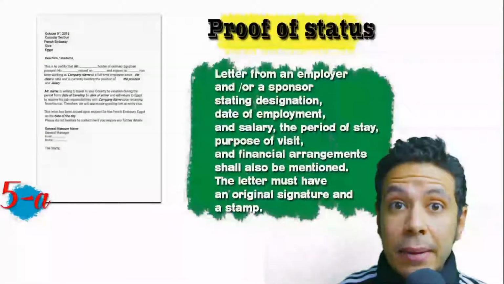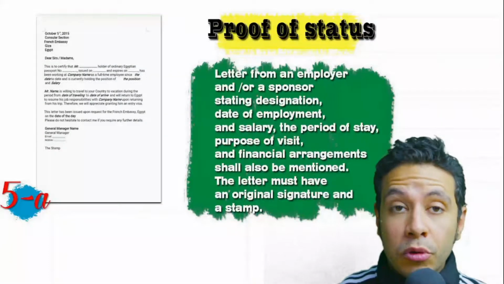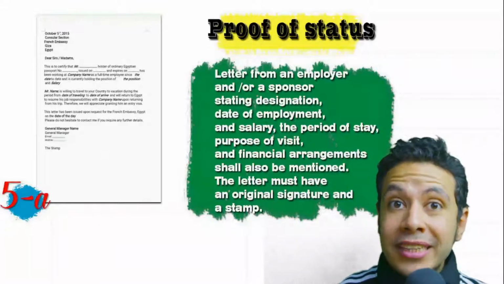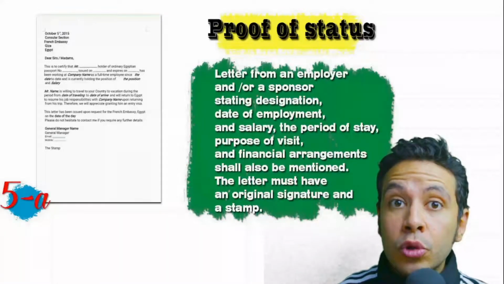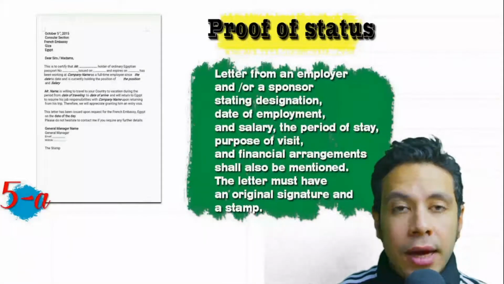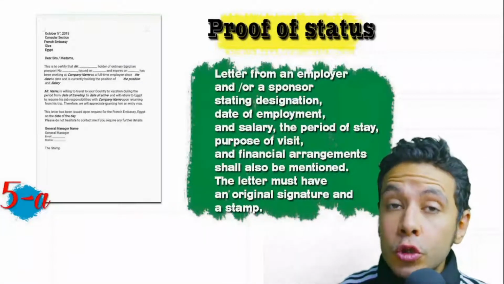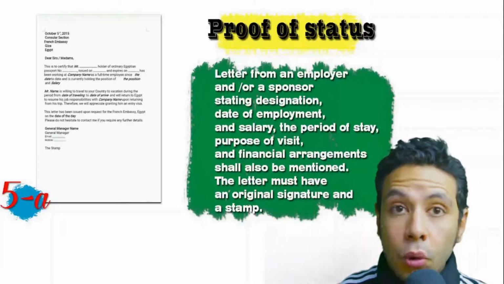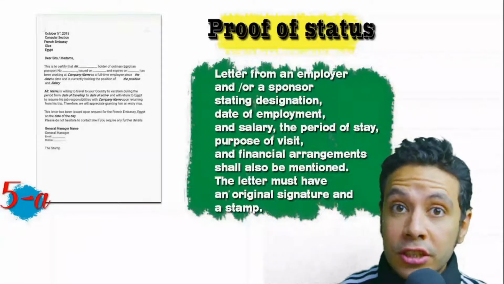In most visa application processes you will be required to provide a proof of status. For example, if you are an employee, you will have to provide a letter from your employer or from your HR department mentioning your name, your work details, and your salary. And both the address and contact numbers should be mentioned also in that letter. And all letters must have an original signature and a stamp.